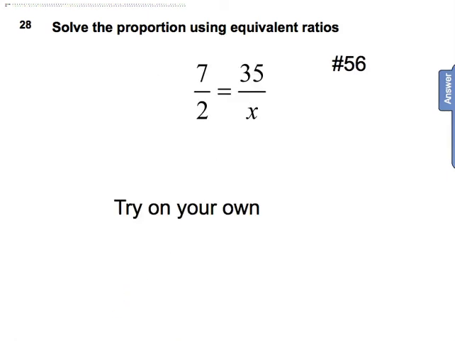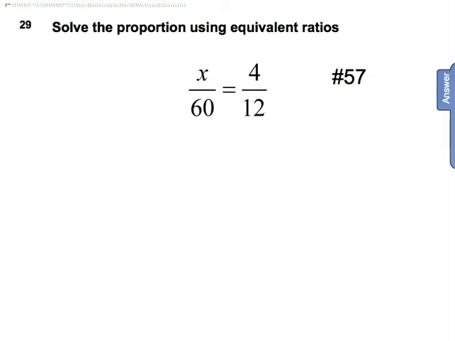Please pause the video and try just slide 56 on your own, showing the same work we have been doing. This one looks a little different, but if we follow the same thing we've been doing, you should be fine. So we're always starting on the side without the variable. In this case, it's the right side this time, but that doesn't change anything. We're still doing the same process.